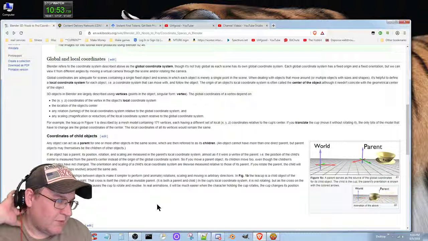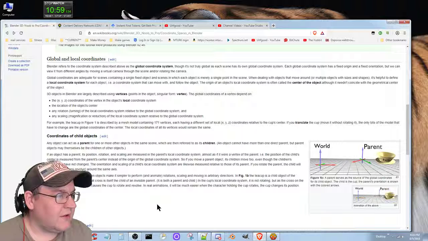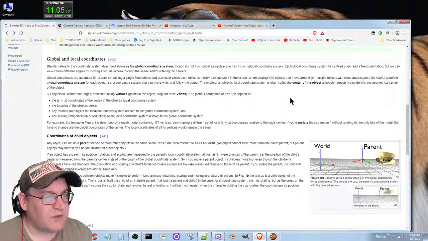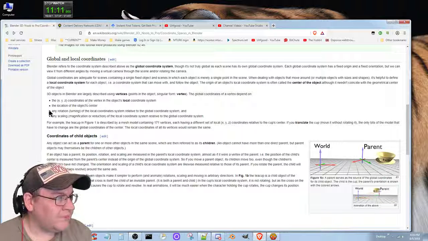When dealing with objects that move around or multiple objects with sizes and shapes, it's helpful to define a local coordinate system for each object, i.e. a coordinate system that can move with and follow the object. The origin of the object's local coordinate system is often called the center of the object, although it needn't coincide with the geometrical center of the object.